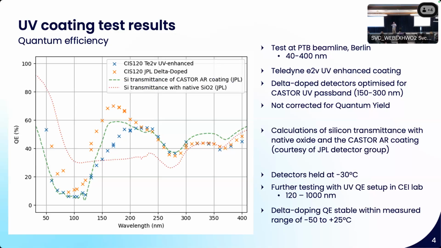So the tests were done at -30 degrees. We've got a setup in our lab, and we've done some initial tests that show that we can go between -50 and 25 degrees. We find that the delta doped coating is very stable. You don't see a change with temperature, which is good.